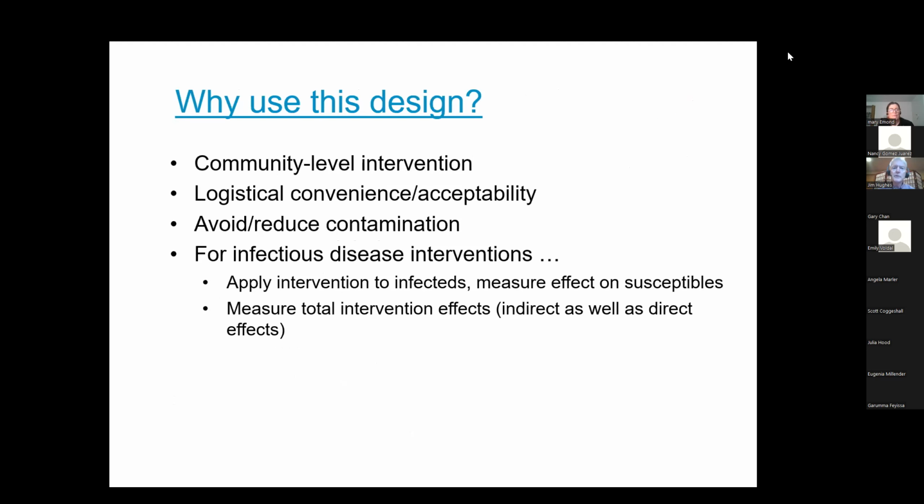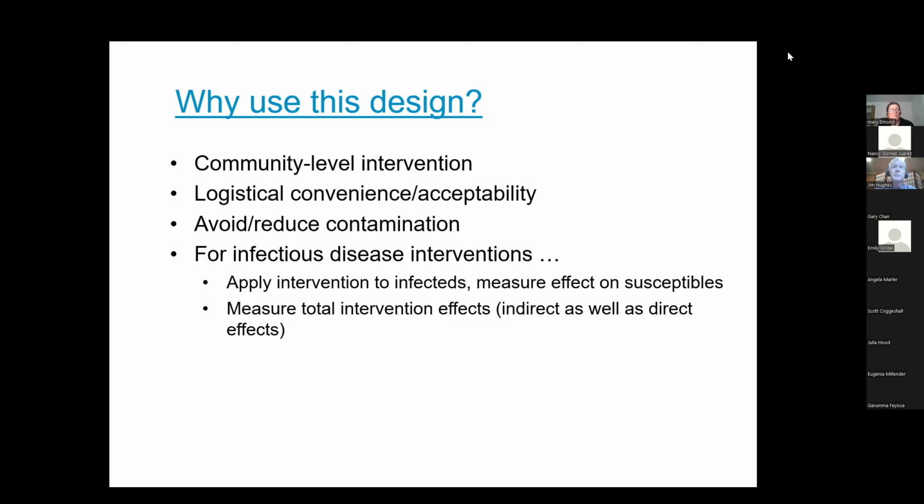So why do people use this design? The most common reason is that the intervention is intrinsically applied at the community level. So imagine that you were trying to have some sort of smoking cessation campaign. You were taking out TV ads and billboard ads and radio ads. Well, those aren't directed at individuals. Those are directed at the entire community. And so you can't randomize individuals within that community to either look at the billboard or not. So community level intervention is the most common motivation for this sort of design.